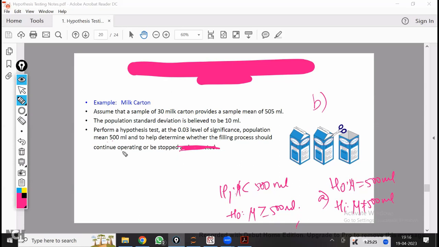If the company people are the ones deciding to continue operating or stop, clearly they will mention that the company manager wants to check. They will write that word clearly. If they have not written that clearly, no company manager or director or anything, then by default a third person is doing that, and the third person is nothing but the quality inspector. If in the question they have written quality inspector clearly, we will understand. That is also not a problem.